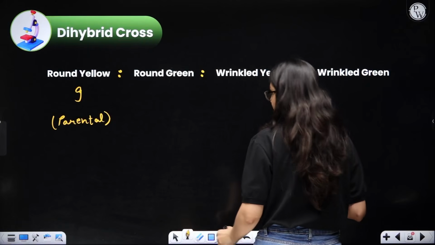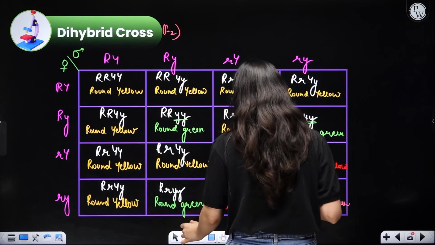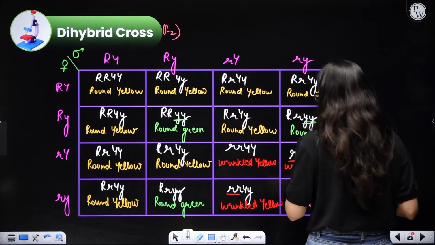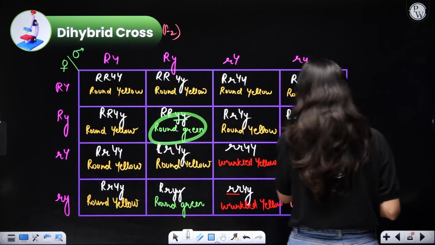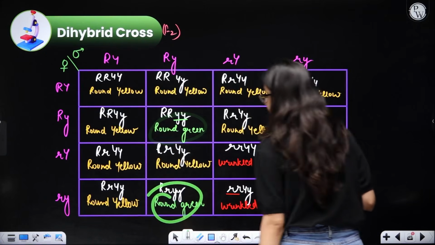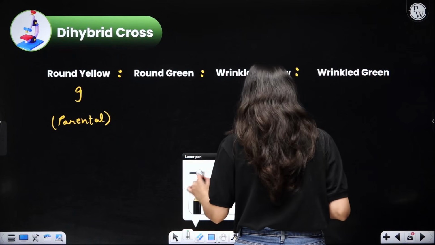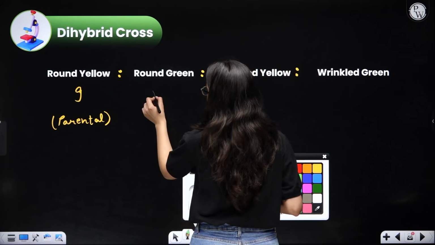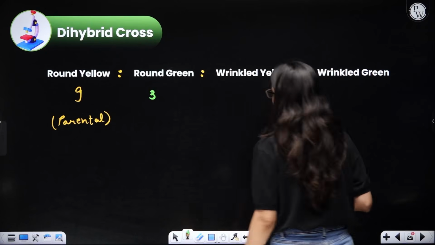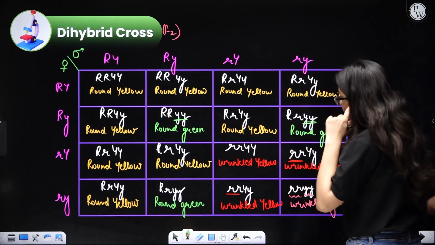Now let us look at round and green. Round and green, how many are there? Let us try to calculate. Count round green and round green. So basically there are 3 that are round green. Okay, there are 3 that are round green in nature. Now talking about wrinkled and yellow. How many are wrinkled and yellow?